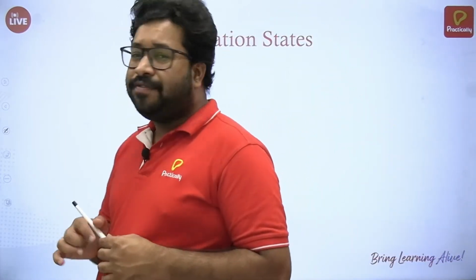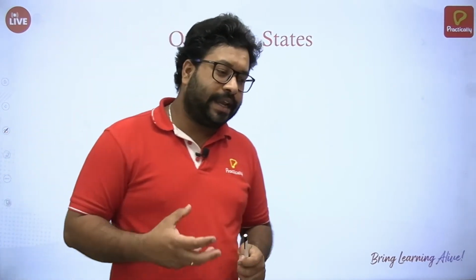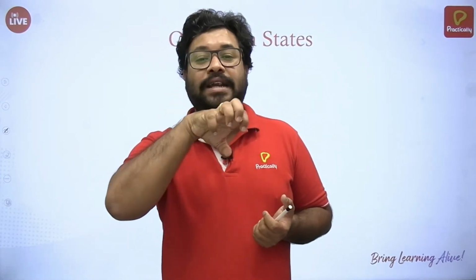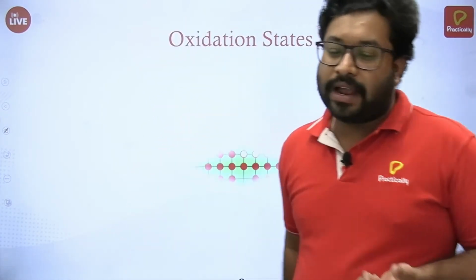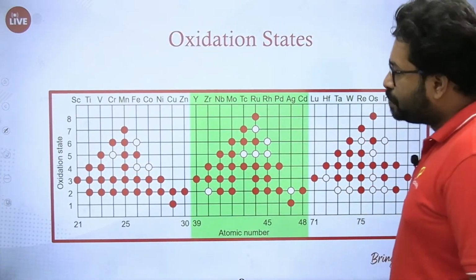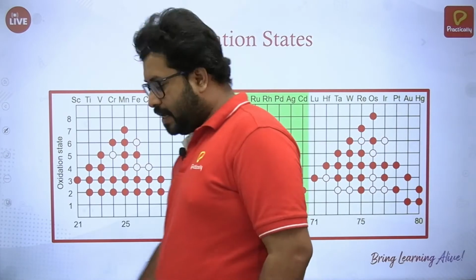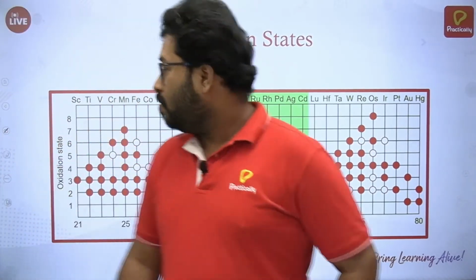Okay, so different elements show different oxidation states, and those oxidation states are decided mostly by their stability in that oxidation state. So let's see how the different oxidation states are shown by the d-block elements. Let's see here, scandium to zinc. Whenever you come from scandium to zinc, what do you see?